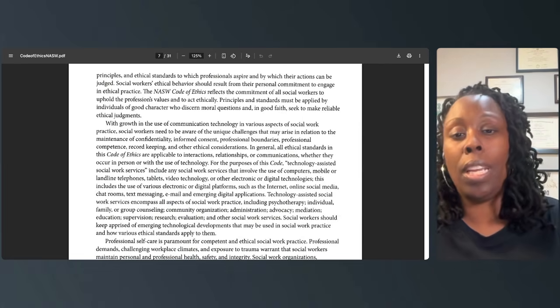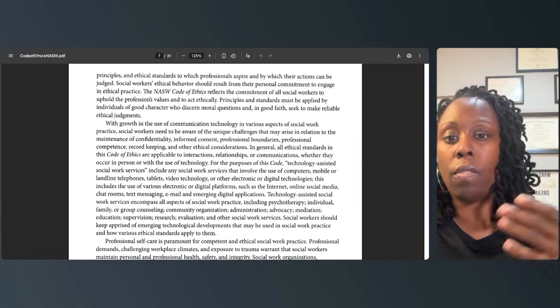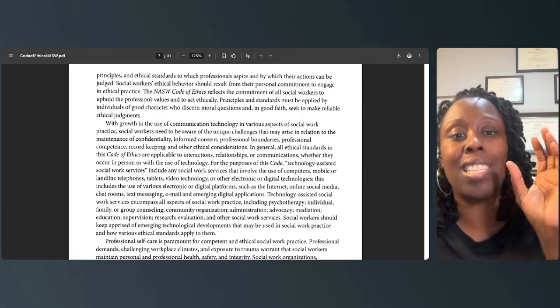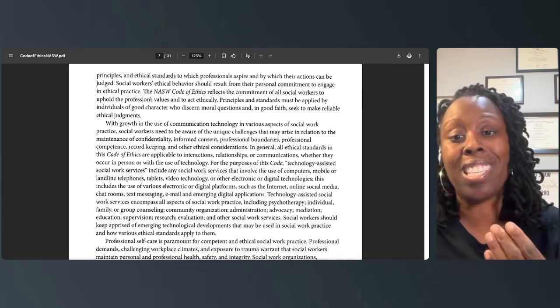All right. So as we know, the NASW Code of Ethics reflects the commitments of all social workers to uphold its profession's values, and it helps us act ethically. We want to make sure that we're in good faith. We want to seek and make reliable ethical judgments. That is all what this code is about and what it's explaining that we must do.